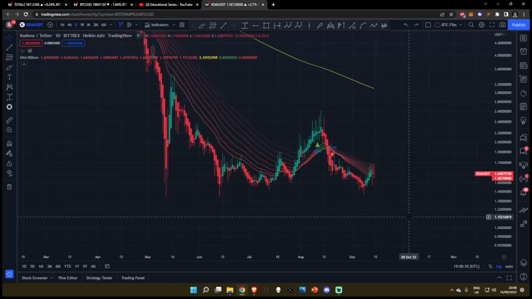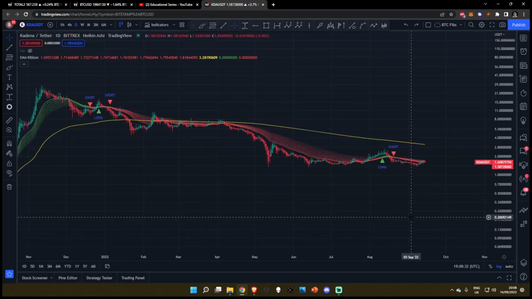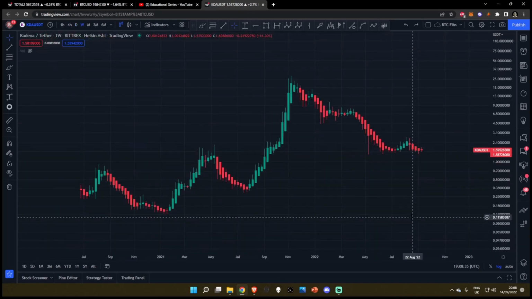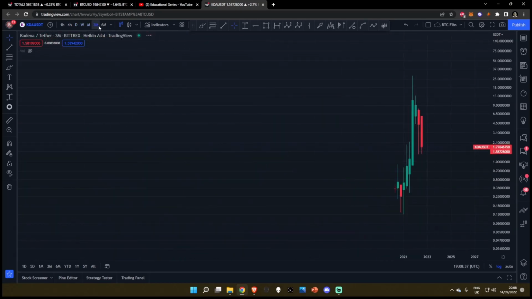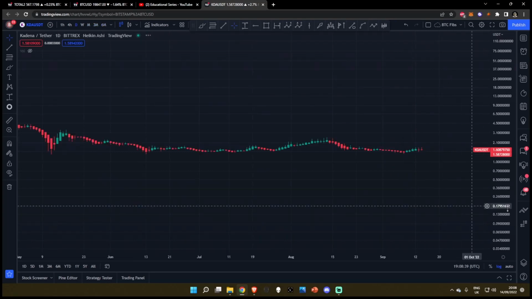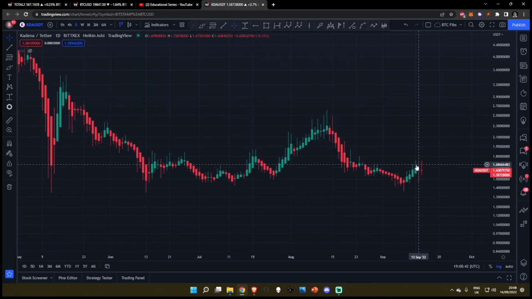I think it's quite clear KDA has a lot more to go to the downside before the bottom is in, but nonetheless, weekly time frame is bearish, monthly time frame, 3 monthly, 6 monthly time frame, even the daily is starting to trickle back into the red, which should be indicative that we're getting ready for that next leg to the downside.